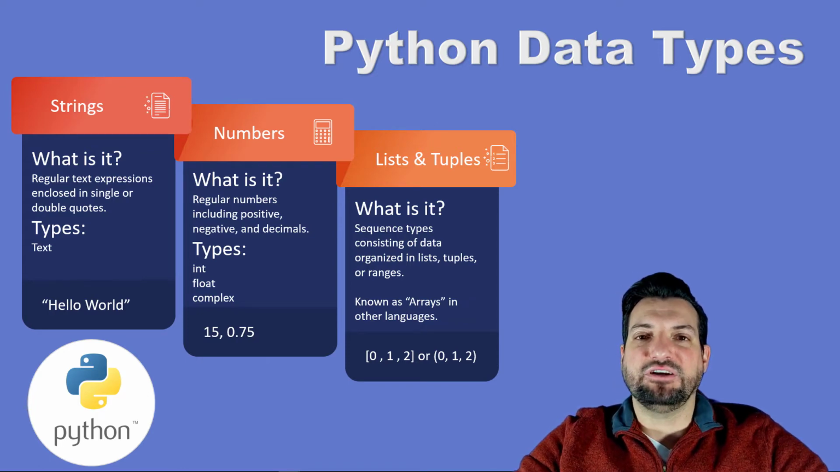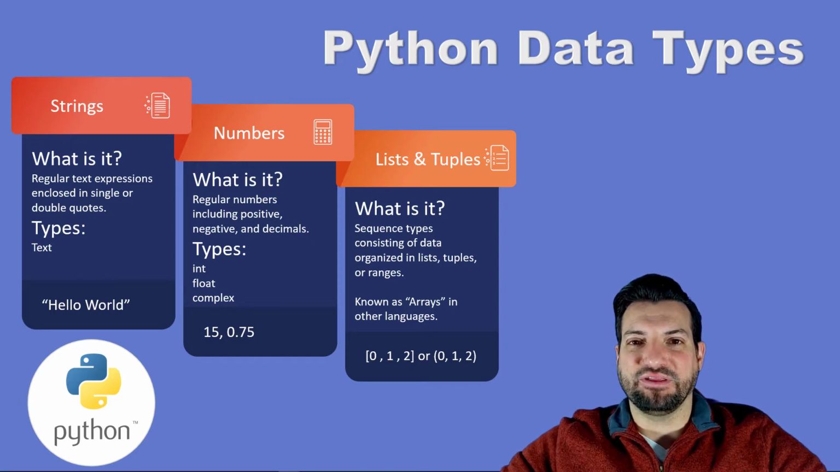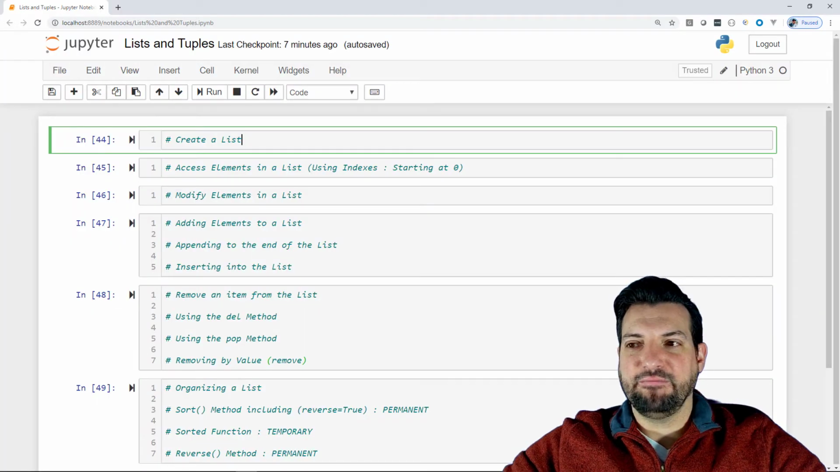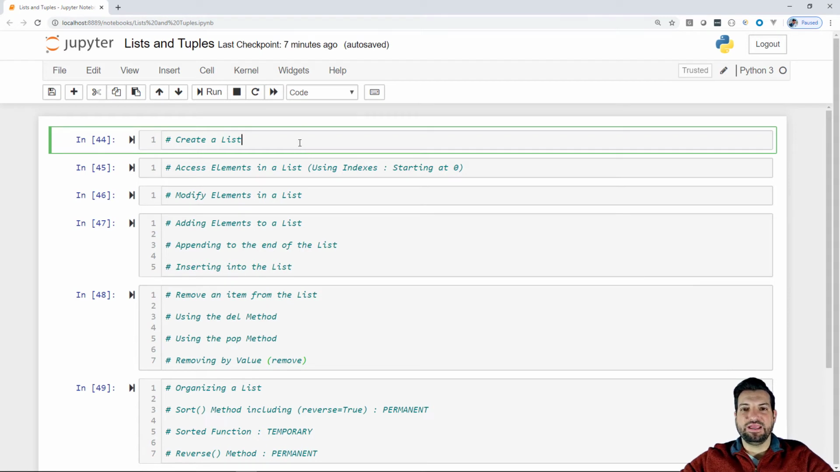So let's jump into our Jupyter Notebook and start playing with lists. I've already set out an agenda for us with lists. And I will make this Jupyter Notebook available down in the description so you can download it as well. So let's take a look at lists.